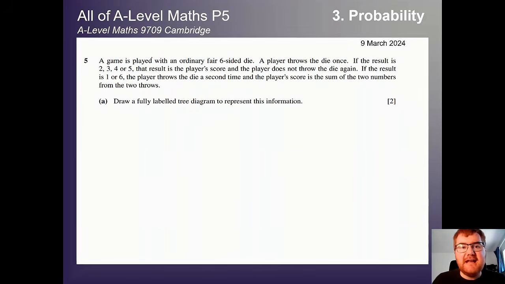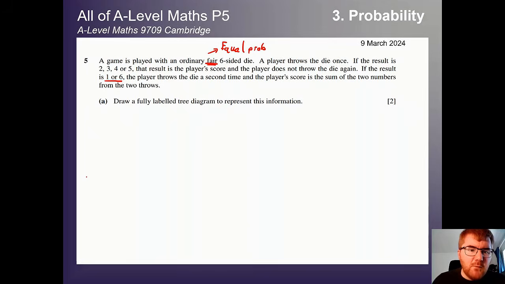Right, so we've got a game here playing with an ordinary fair 6-sided dice. It's keyword fair, so we've got an equal probability of getting a 1, 2, 3, 4, 5 or 6. The player throws the die once. If the result is 2, 3, 4, 5, that result is the player's score and the player does not throw the dice again. If they get 1 or 6, however, then the player throws a second time and whatever that score is then the sum of the two numbers from the two throws. From that, we need to draw a fully labelled tree diagram to represent the information.